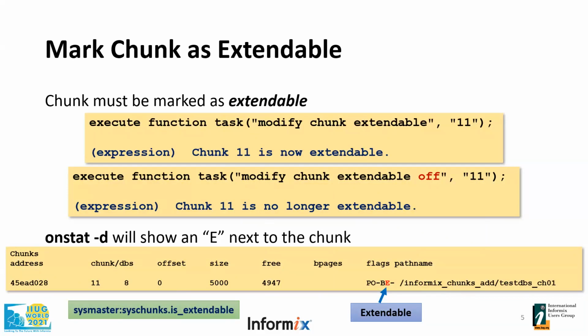So similar routine to turn off the extendable feature for a particular chunk. We're just using modify chunk extendable off. As soon as we mark a chunk as extendable, if you run onstat -d with the flags option, to the left of the path name you'll now see a flag E for extendable. Also, the sysmaster table syschunks has an is extendable column, and that will now show that that chunk is extendable.